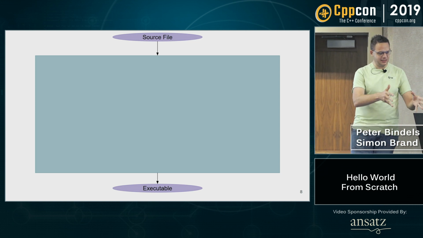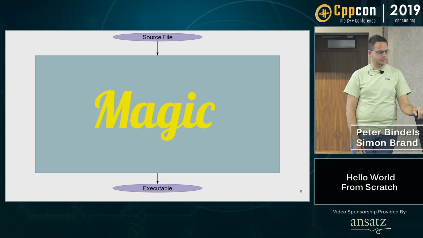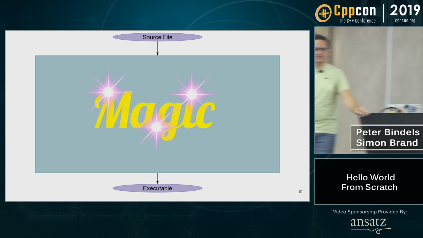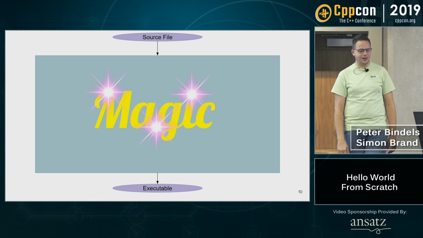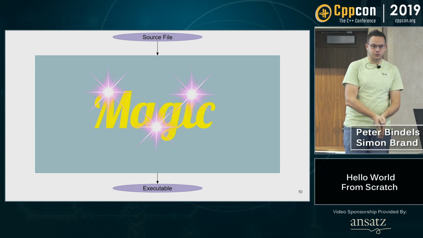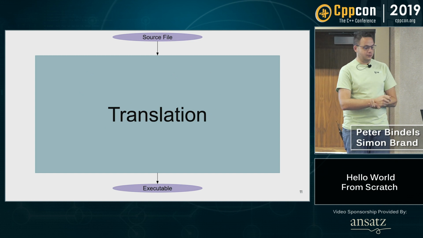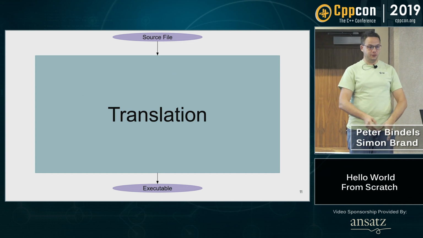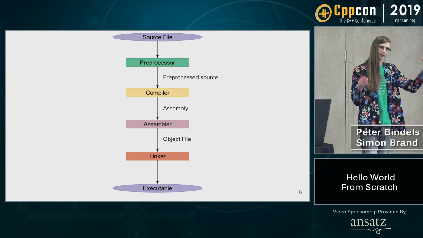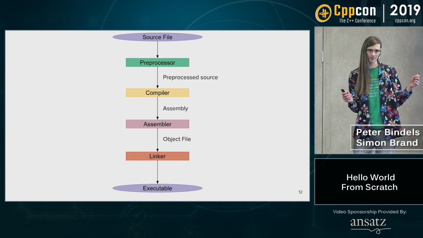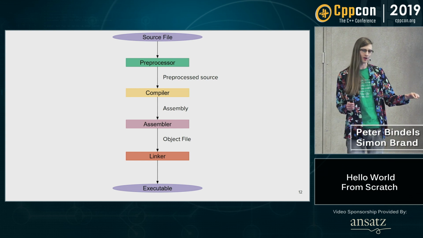But of course, this thing that happens, it's just magic. Sparkly magic. But it's not just magic. There's rhyme and reason to it. If you take it down to its component steps, we actually have translation. Translation is a process made up of several steps, each of which we're going to go through in this talk.